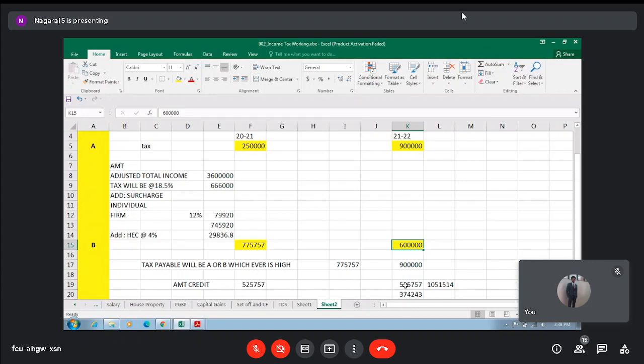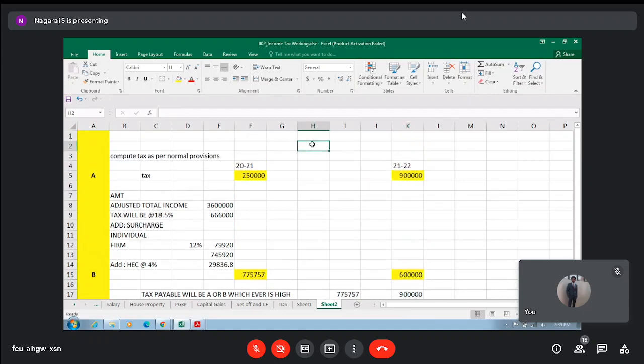MAT, minimum alternate tax, that one. This is alternate minimum tax, and that is minimum alternate tax. What is the tax rate for the minimum alternate tax? MAT tax rate is how much? 18.5%. MAT tax rate 18.5%. Keep it somewhere.